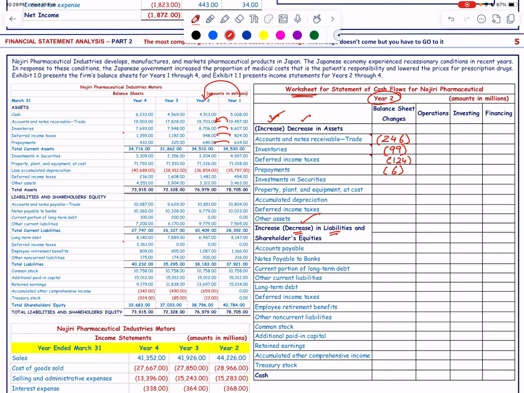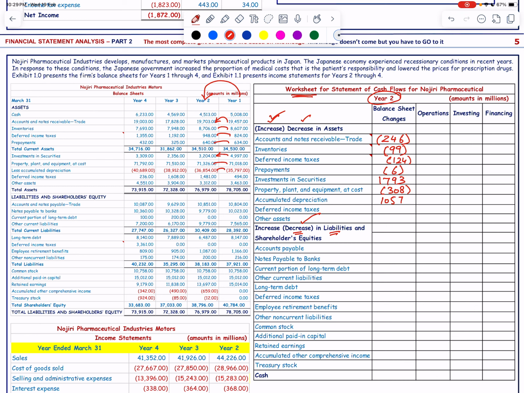Next, we have the investment in securities. You can see that for the investment in securities, there is a decrease from 4997 to 3204. So this is going to be recorded without a bracket. This is a decrease in the assets, 1793. Then we have the property, plant and equipment, and property, plant and equipment is again increasing by 308. Accumulated depreciation, there is an increase of 1057, so we don't put it in brackets.